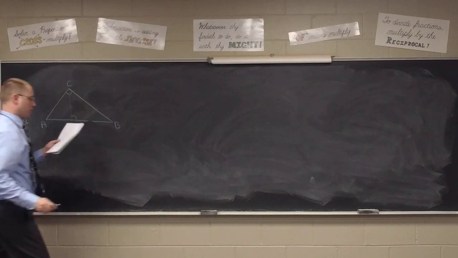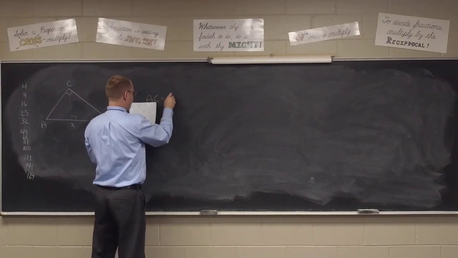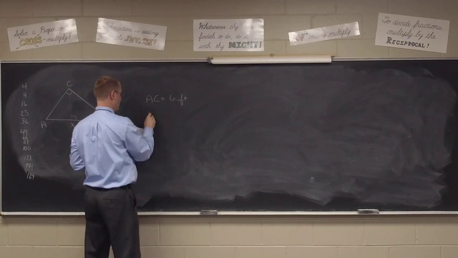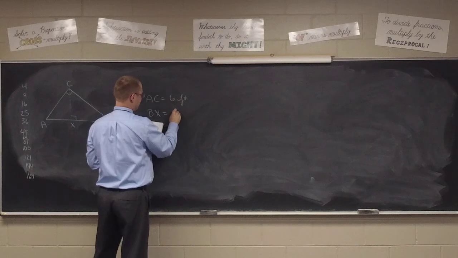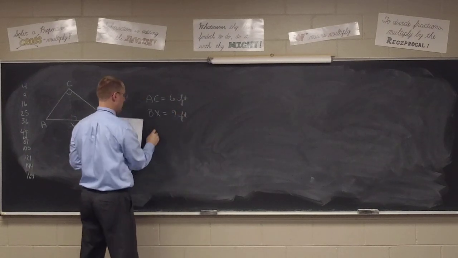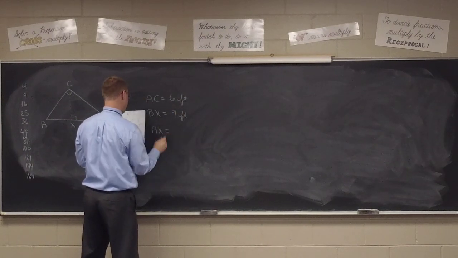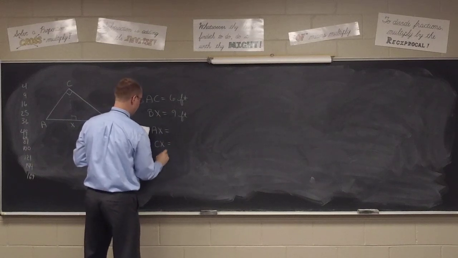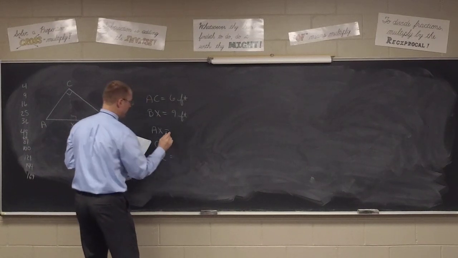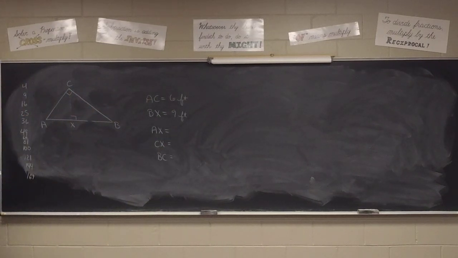Here's what we know. We're given that AC is 6 feet. We're given that BX is 9 feet. And I'm trying to find AX, then CX, then BC. By the way, a quick note, find these in the order that I give them. There's a reason for the order, and trying to find it out of order will cause consternation. So find them in the correct order.